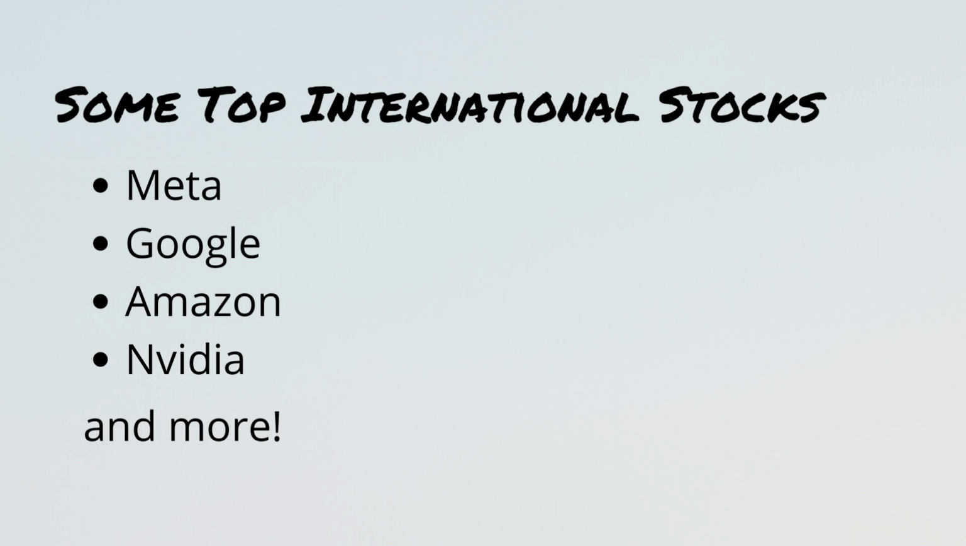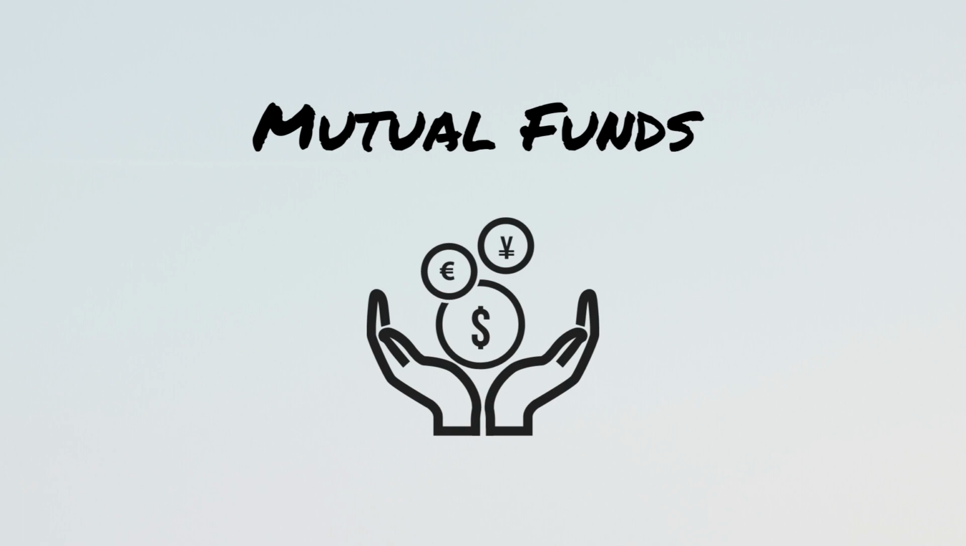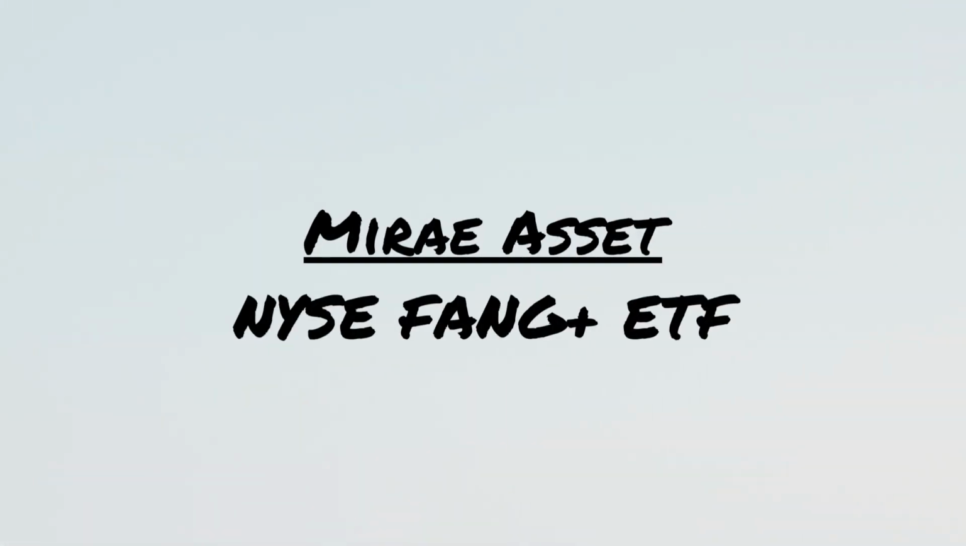One of the ways is mutual funds. If you're really comfortable with mutual funds, you don't want to trade on anything, you're looking for long-term investing, and you just want to invest some amount monthly and forget about it, then a mutual fund is the preferred way of doing it. Mirae Asset has something called the NYSE FANG Plus ETF.